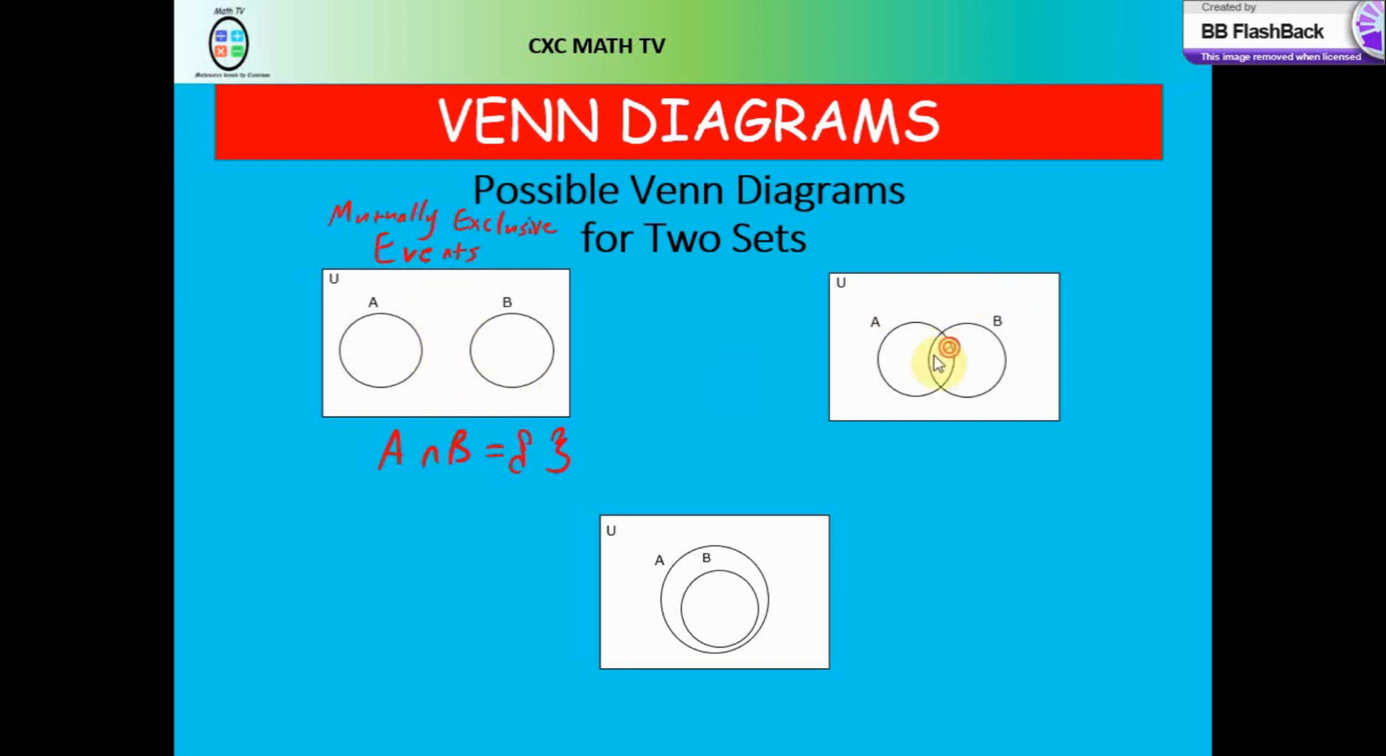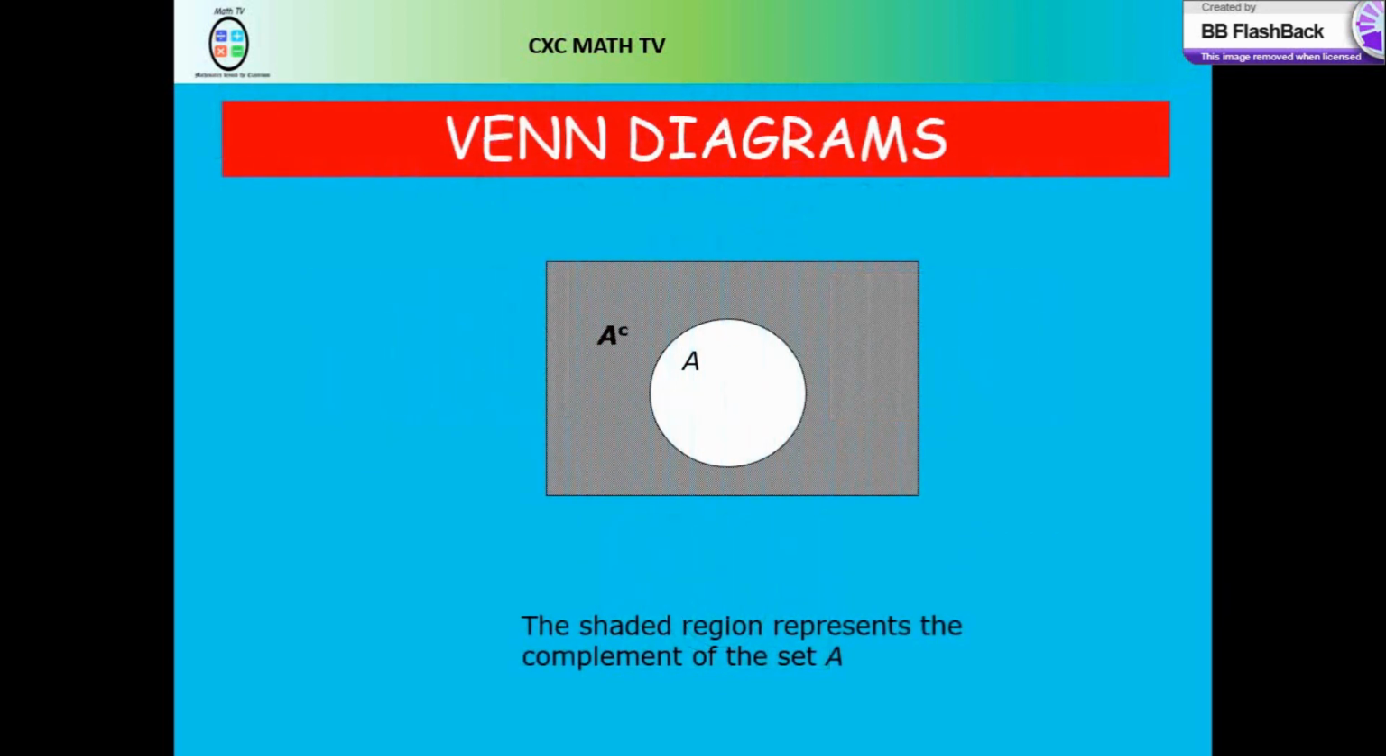In the second one right here, we notice that A intersect B, we can see it, it's the part that has shade red right there. Then for the third one, realize that set B is contained inside of set A. So B is a subset of A. That's the third diagram. Cool.